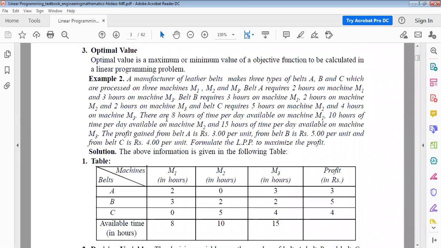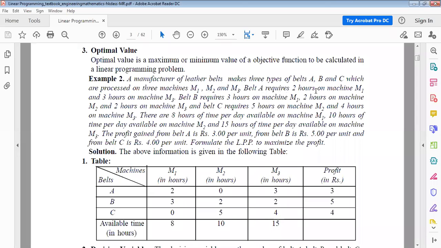So another, we can discuss another problem. A manufacturer of leather belts makes three types of belts: A belts, B belts, and C belts. To make the three belts, he uses three machines: M1, M2, and M3.